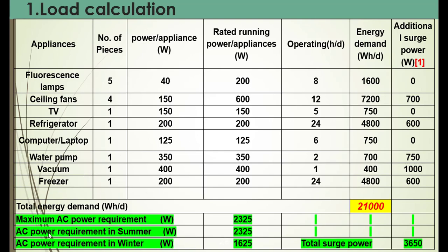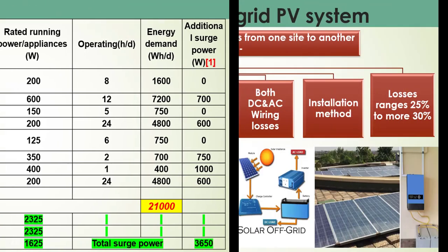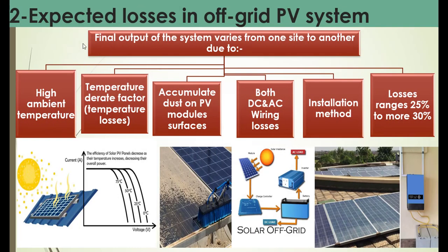Also, we see that the AC power requirement in summer months is this value, while the AC power required in winter months will be 1625 watt. Okay. And the total energy demand per day will be 21,000 watt-hour per day. Now let us discuss the expected losses in off-grid photovoltaic system.